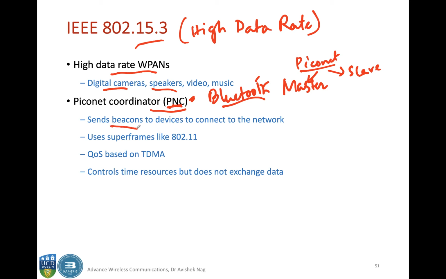So beacons are some control signals. They are sent by this piconet coordinator to connect to the devices, and they also use super frames like the 802.11 standard. The QoS is based on TDMA, time division multiple access, and the piconet coordinator controls the time resources but does not exchange data.